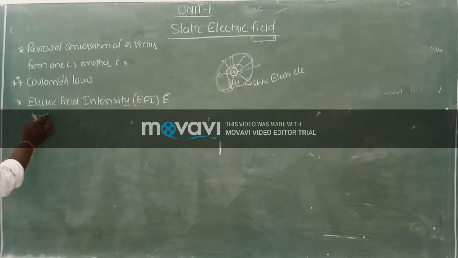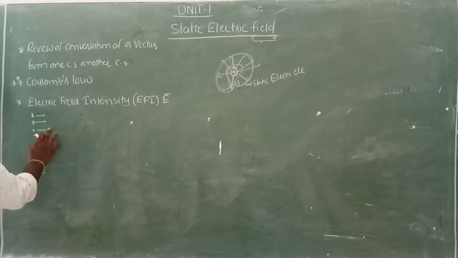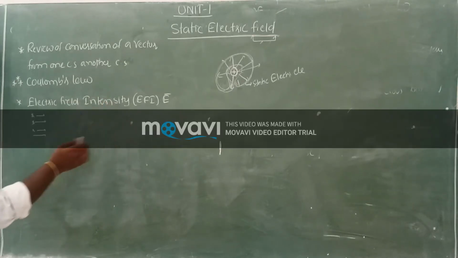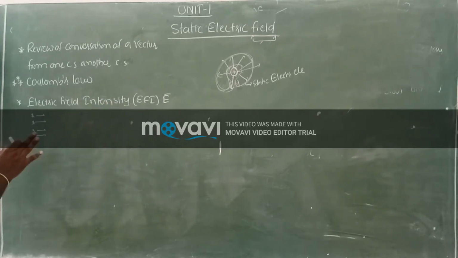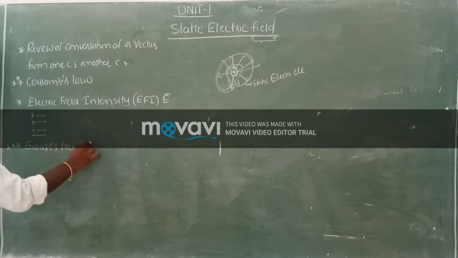That means E bar due to finite length of conductor, E bar due to infinite length of conductor, and so on. From now onwards, I will call electric field intensity as E bar, not with the complete name. So electric field intensity due to charge circles, and so on. Next we have a very important topic, Gauss law and its applications.